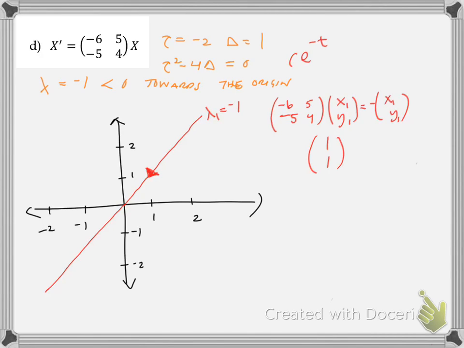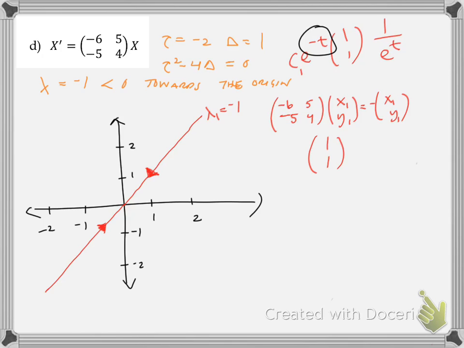That's how C1 e to the negative t times this would look. And when we talk about behavior, we're looking at t as t goes to infinity for the long-term behavior. And so it's going to go toward the origin. Remember we talked about that. That's really 1 over e to the t, which we can easily see is going to 0.